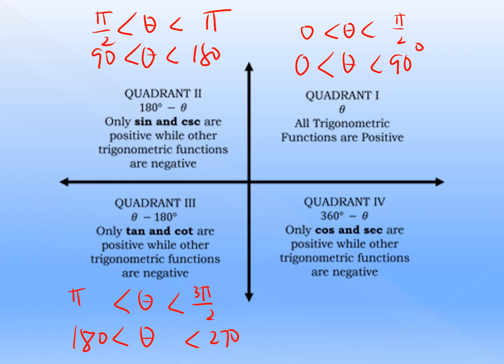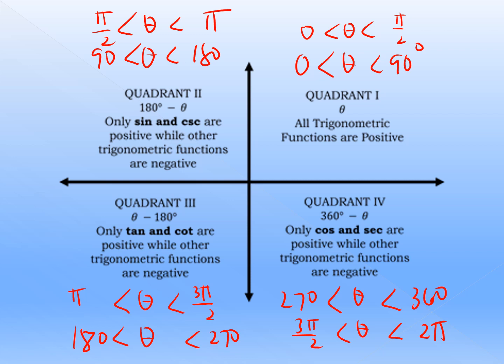Now, for quadrant 4, we use 360 degrees minus theta in order for us to find the reference angle. Now, in quadrant 4, only cosine and secant are positive, while the other trigonometric functions are negative. How are we going to know if the given angle measure falls in quadrant 4? If the given theta is greater than 270 but less than 360. Or if it is in radian measure, the given theta is greater than 3 pi over 2, but less than 2 pi.